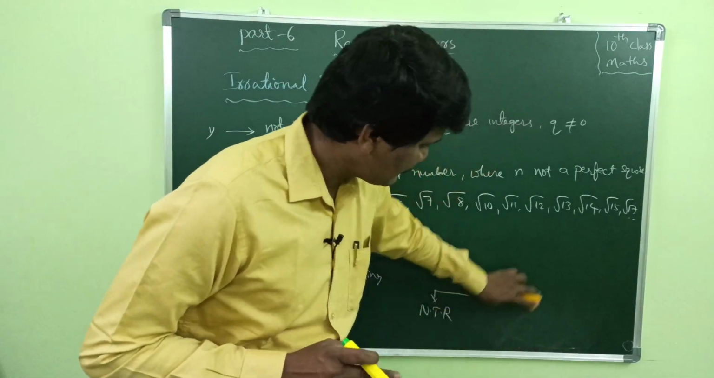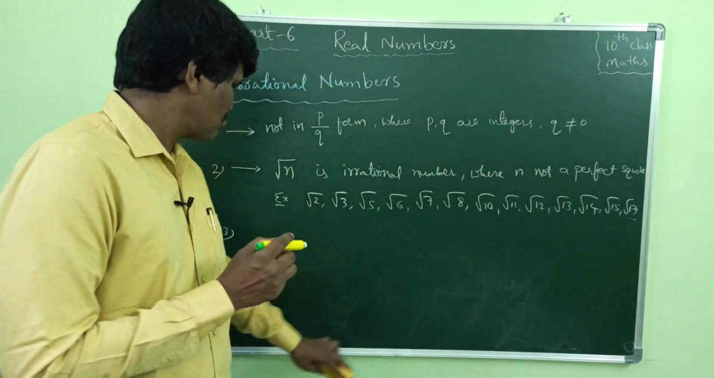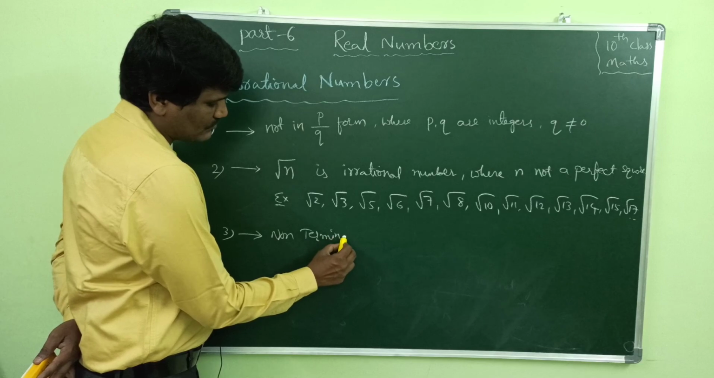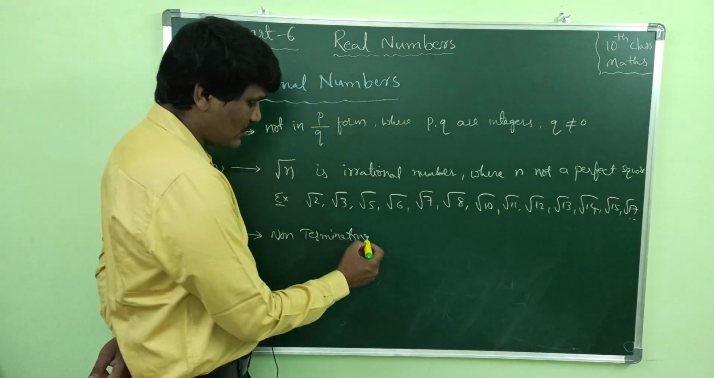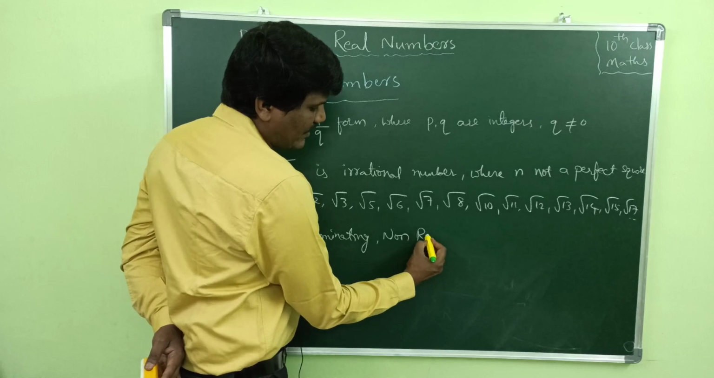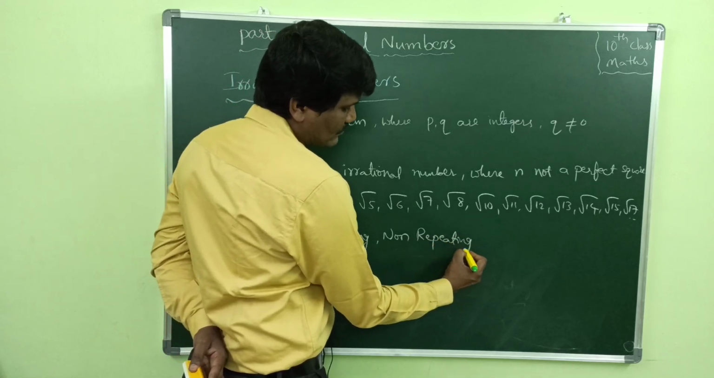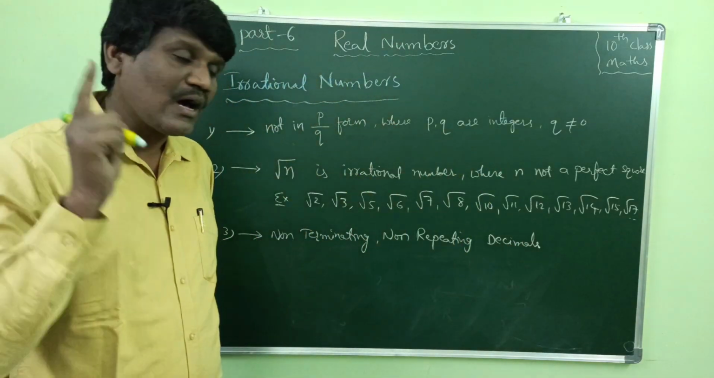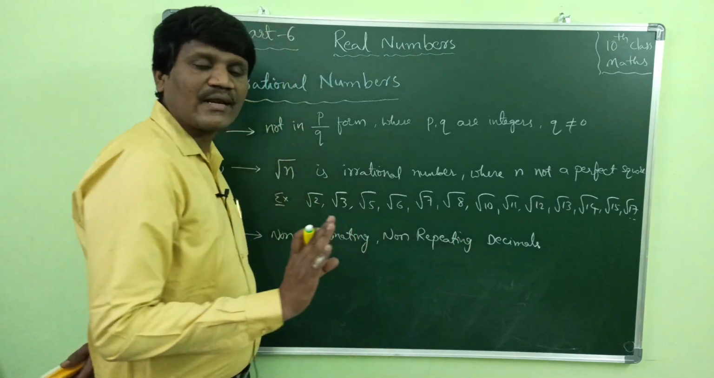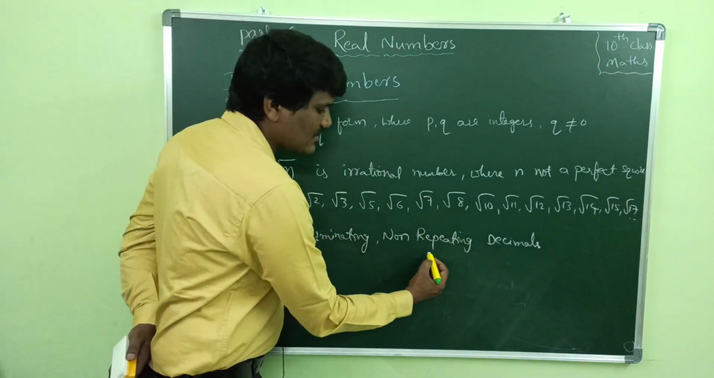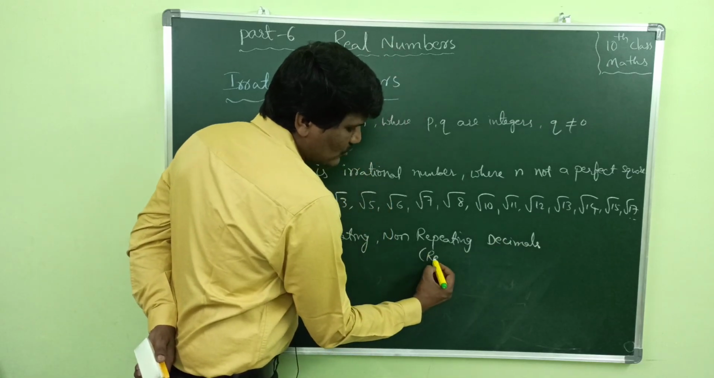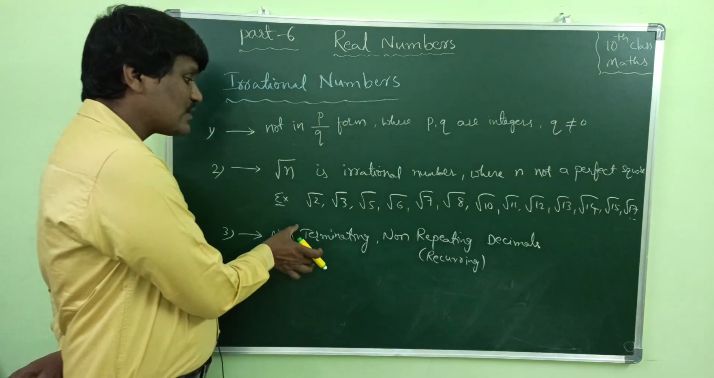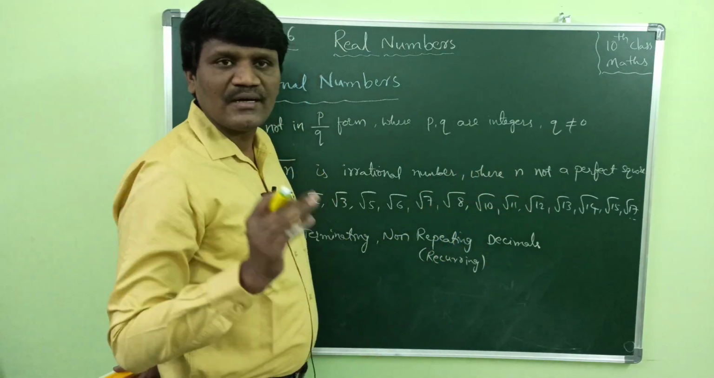So I can write here, the third one is non-terminating and non-repeating decimals. Non-terminating non-repeating decimals are always called irrational numbers. Non-repeating, or sometimes we will write repeating or recurring, both are the same. So non-terminating non-repeating decimals are called irrational numbers.